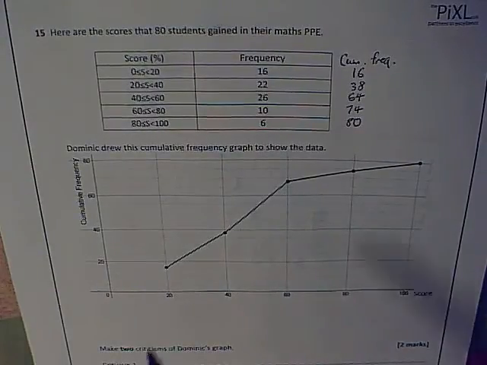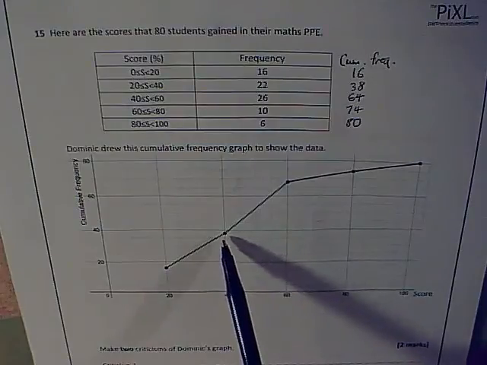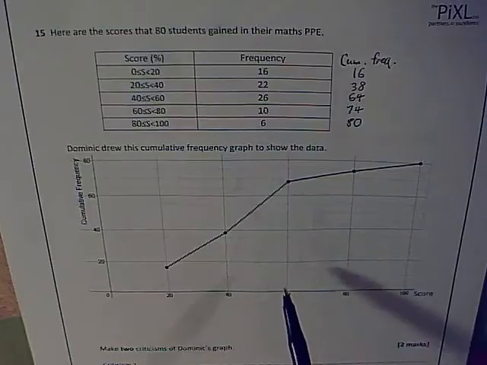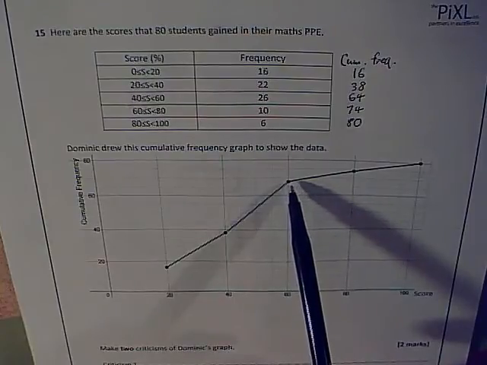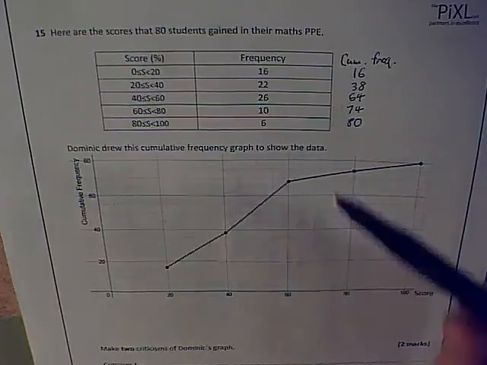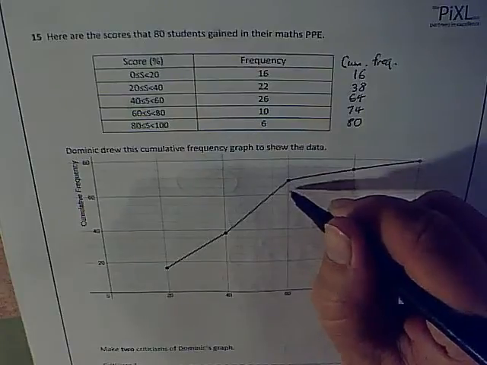I'm just going to check the plotting. So 20 is plotted at about 16. I'm happy with that. 40 is plotted at 38. I'm happy with that. 60 is plotted at about 68-ish. Okay, it should say 64. So I think that should be plotted just under there. That's 65. That is misplotted.